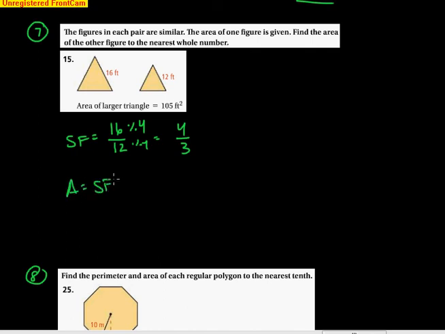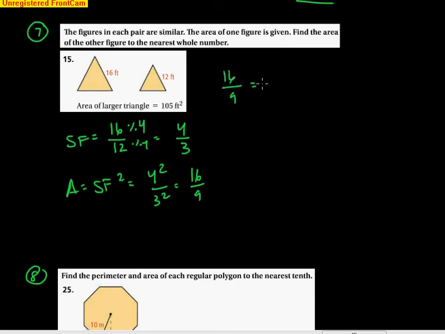Area, the perimeter, the ratio of the areas is equal to the scale factor squared. That is 4 squared to 3 squared. That is 16 to 9. And that is the ratio of your areas. And now we set up our proportion, right?